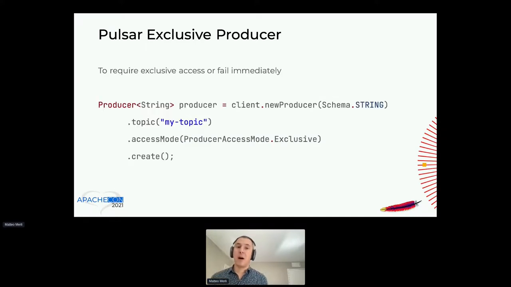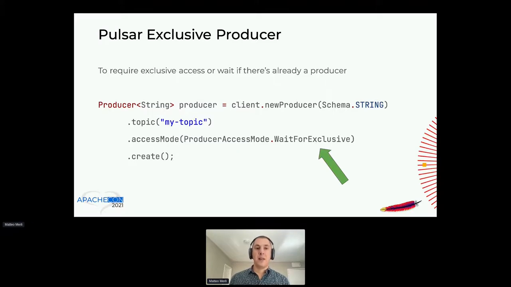The way you enable this in your producer is simply that there's a new access mode configuration that was added in the producer builder. This was added in the 2.8 release. So you can request the producer access mode exclusive. The default is still shared, so it's still the old model, but you can require this exclusive access on your producer.